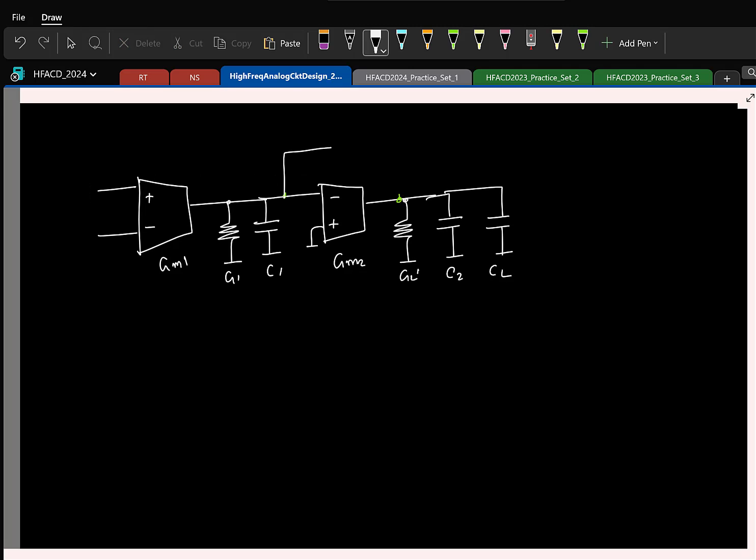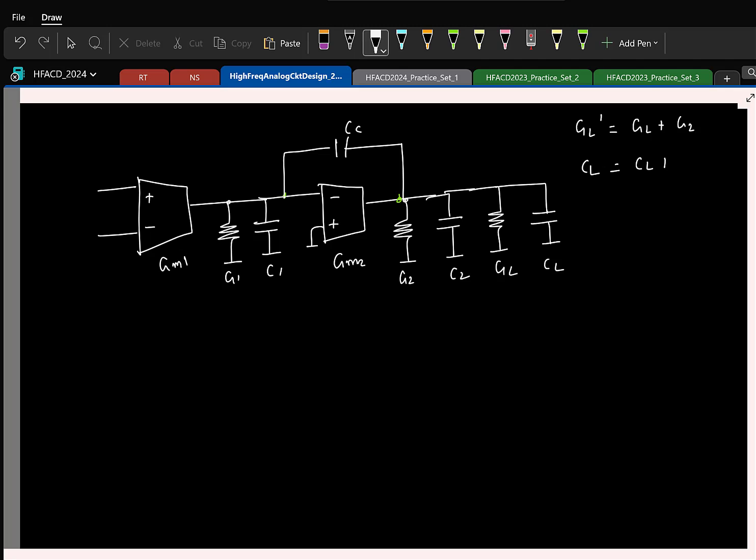So this was the cap CC. Let me actually write the things clearly. Let us say these are the intrinsic conductance and capacitance, and on top of it we have the load conductance and capacitances, and together we club this and call it GL prime, and CL prime includes both CL and C2, right?